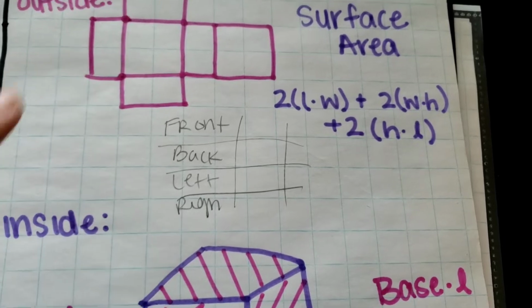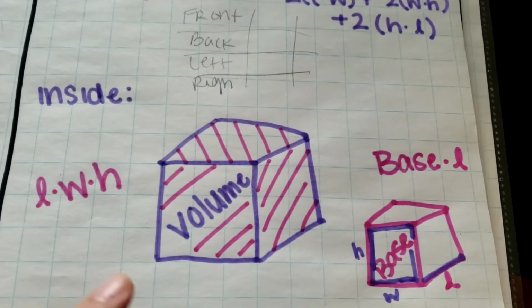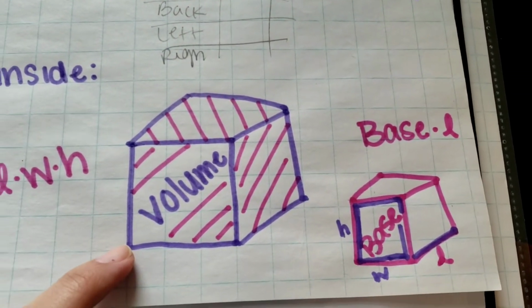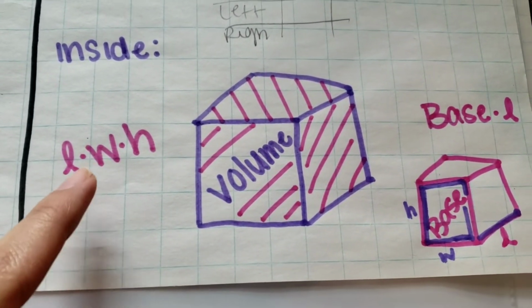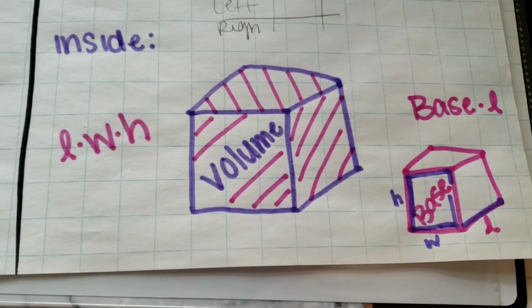For the inside, we're going to branch off into volume. So with 3-dimensional figures, once again, you want to multiply your 3 dimensions, the length, the width, the height.